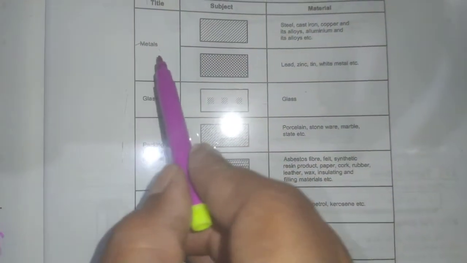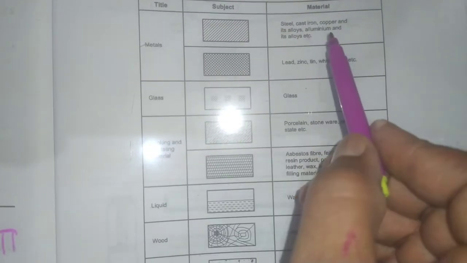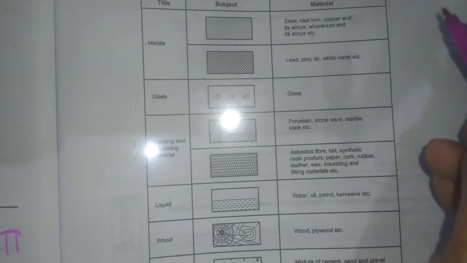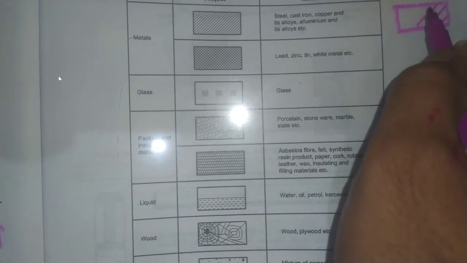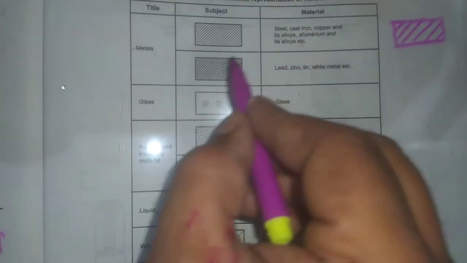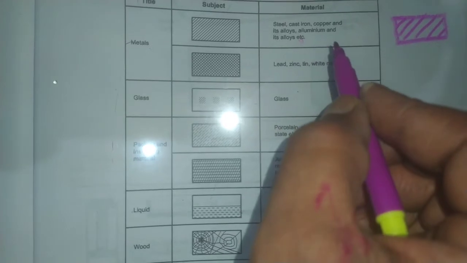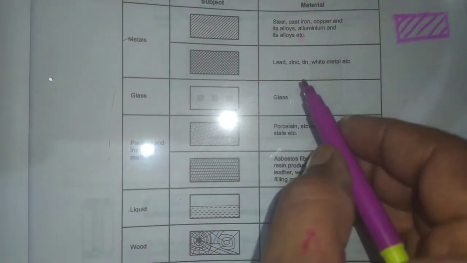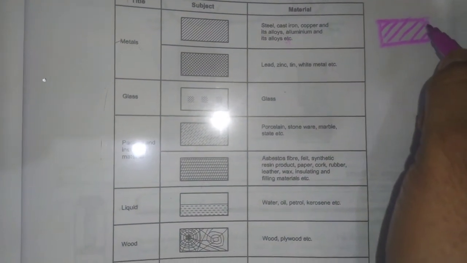Now if you take the metals, steel, cast iron, copper and its alloy, aluminum and its alloy, then we draw for that component in the figure a 45 degree section line on one side. For lead, zinc, tin, white metal, they have added the section line in the opposite direction.